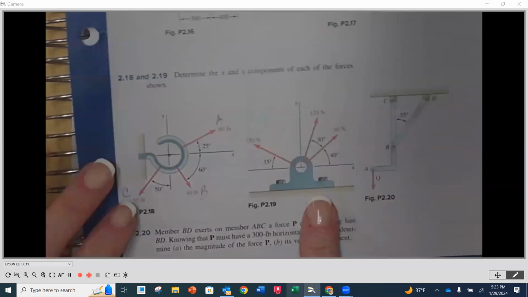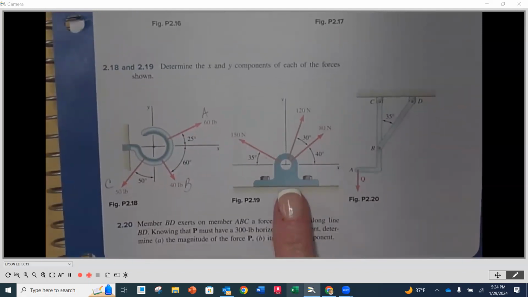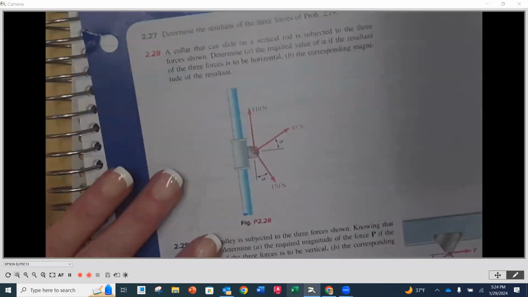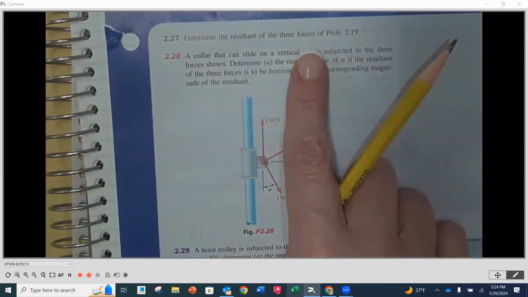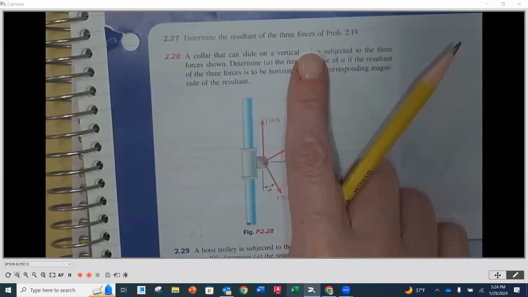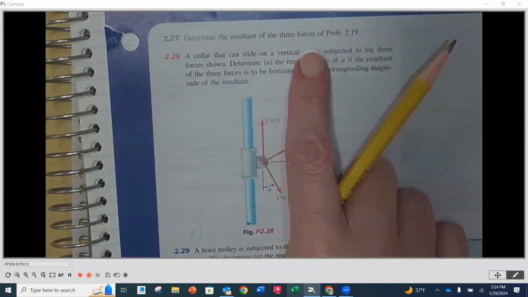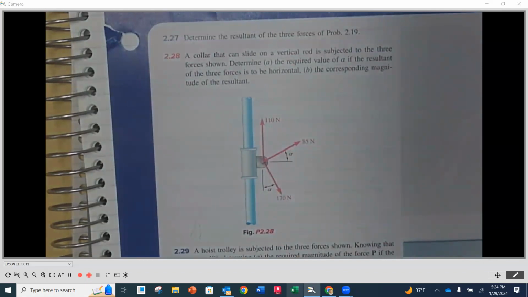But 19 will be that exact same process. 19, and its partner is number 27 on the next page here, where you're going to find the resultant of those forces in number 19. So we'll do 18 so that you've got a second good process in your repertoire, and then you'll do number 19 in that similar fashion, but with different numbers. So that's a plan.